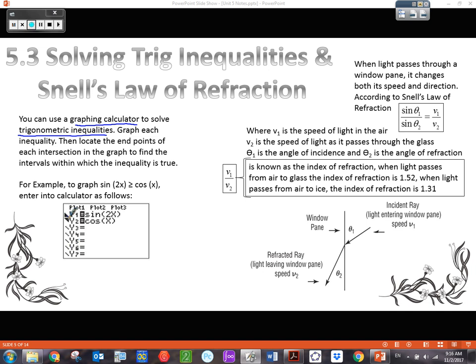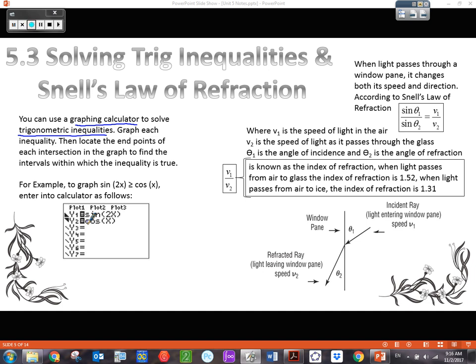If the triangle is on the bottom, that's less than. If the triangle is on the top, that's greater than. So that's really what you need to know about the triangles: if the triangle is on the bottom, it's less than, and if the triangle is on the top, it's greater than. And then we'll actually do a problem in just a moment from that. So that's the trig inequalities.